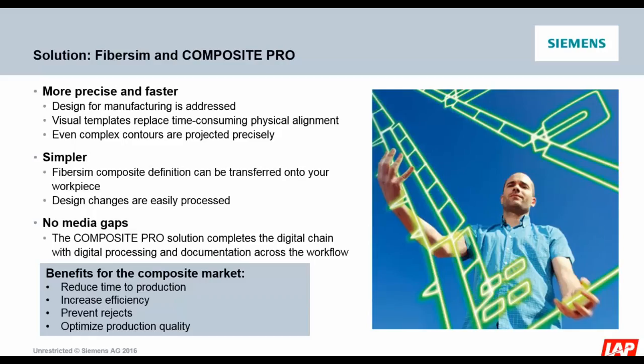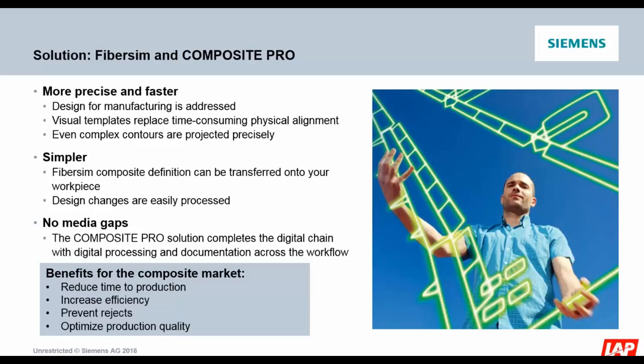It's also simpler. It's much easier to transfer the FiberSim composite definition directly onto your workpiece through this interoperability between FiberSim and Composite Pro. And then being able to make design changes easily and ensure that they're communicated downstream, and again that manufacturing is using the correct version of the laser projection data, versus trying to go back and manually modify laser projection data in order to make the necessary changes. They can come straight from FiberSim.